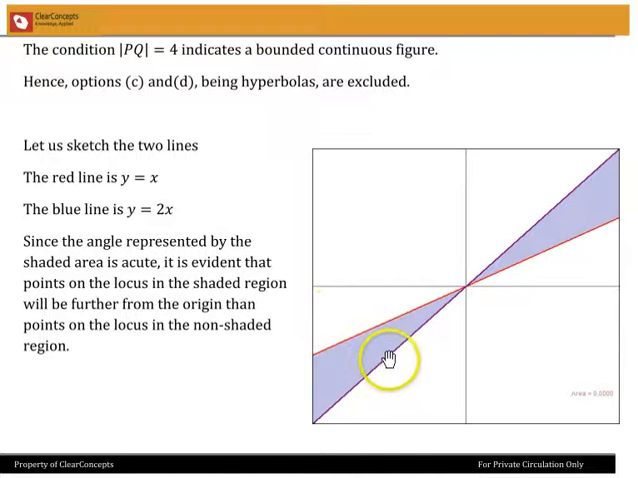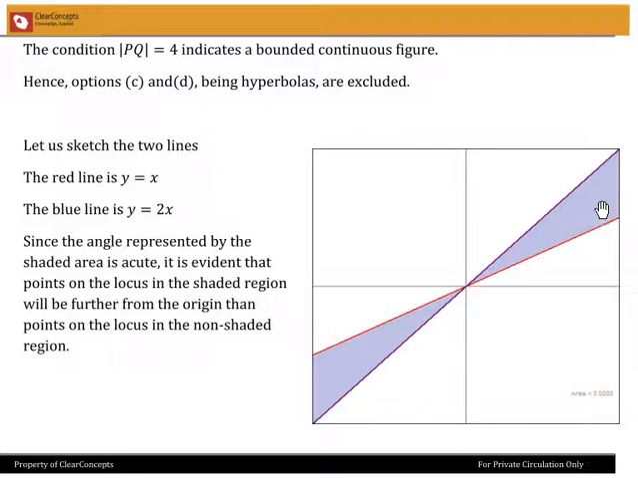So let's sketch the lines here. You can see that we have the red line, that's y equal to x. The blue line is y equal to 2x. And the angle represented by the shaded area is the acute angle. The other one, the non-shaded area, is obtuse. And therefore, if you're looking at mod PQ equal to 4, points on the locus that lie in the shaded region will be further from the origin than points on the locus in the non-shaded region. It's very easy to just visualize that.